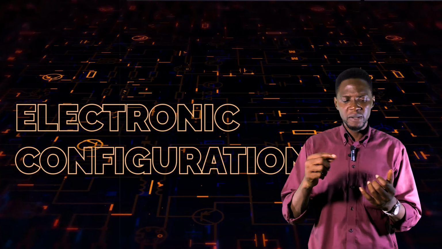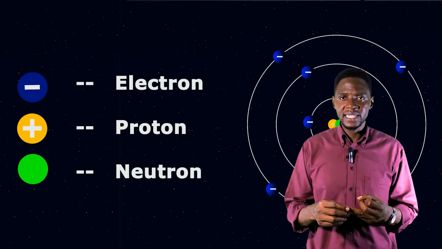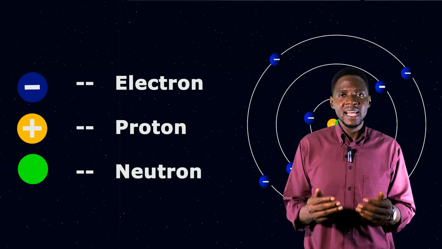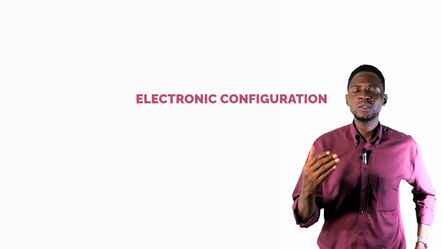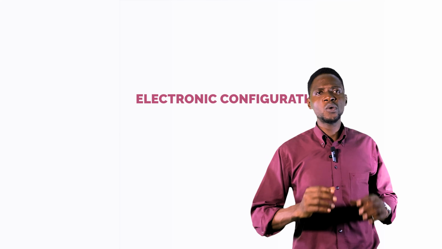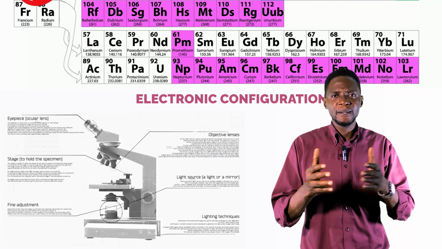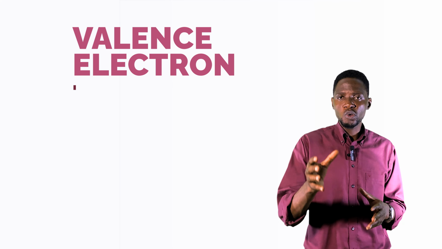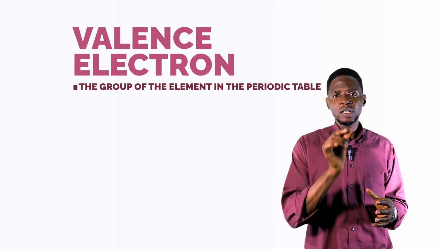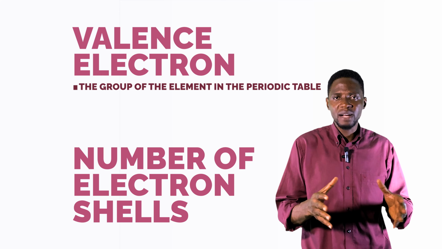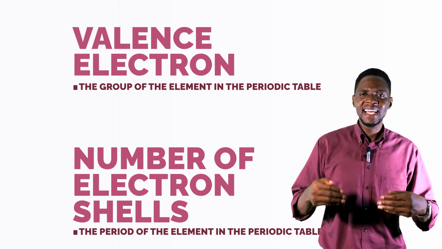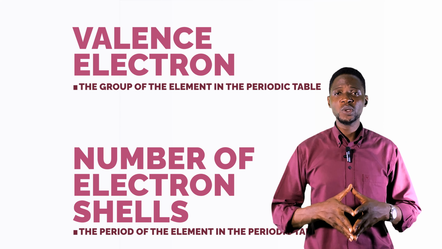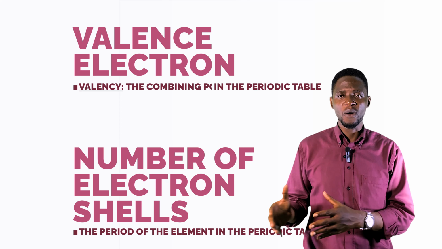Your understanding of the proton content, the electron content, and the neutron content of the element actually enable you to do what we call electronic configuration. And then in electronic configuration, we get to know the placement of an element in the periodic table. For instance, the valence electron tells us the group of the element in the periodic table. The number of electron shells also tells us the period of the element in the periodic table. And the valence electron also tells us about what we call valency, the combining power of elements.